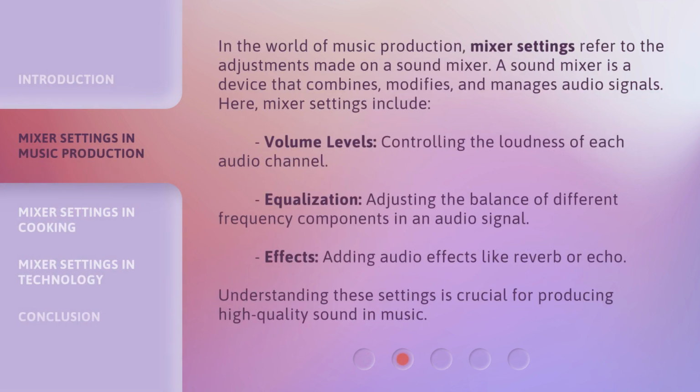In the world of music production, mixer settings refer to the adjustments made on a sound mixer. A sound mixer is a device that combines, modifies, and manages audio signals. Here, mixer settings include volume levels, controlling the loudness of each audio channel; equalization, adjusting the balance of different frequency components in an audio signal; effects, adding audio effects like reverb or echo. Understanding these settings is crucial for producing high-quality sound in music.